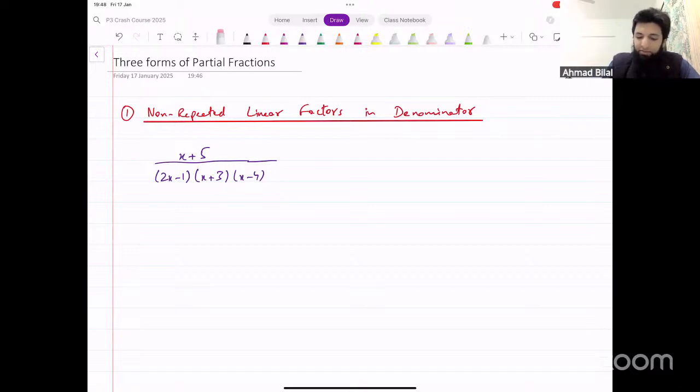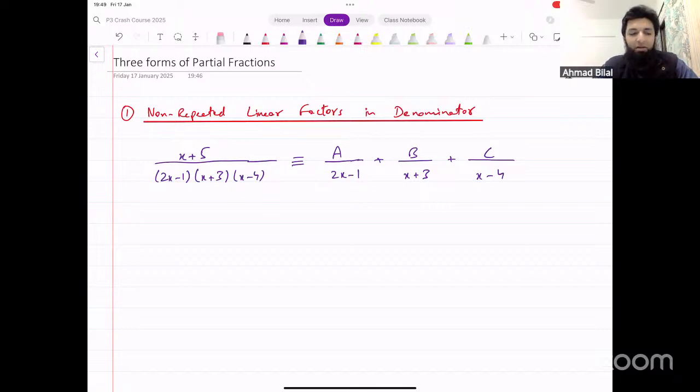Fractions like these are converted to a form like this, that you have separate fractions for each factor in the denominator. So in the denominator, one fraction is going to have 2x minus 1, the next is going to have x plus 3, and the next is going to have x minus 4. And in the numerator, you have constants like this, a, b, and c. This is the form that we have seen already. This is where you have linear factors in the denominator that are non-repeated. Okay, this is one possibility. But there are other possibilities as well.